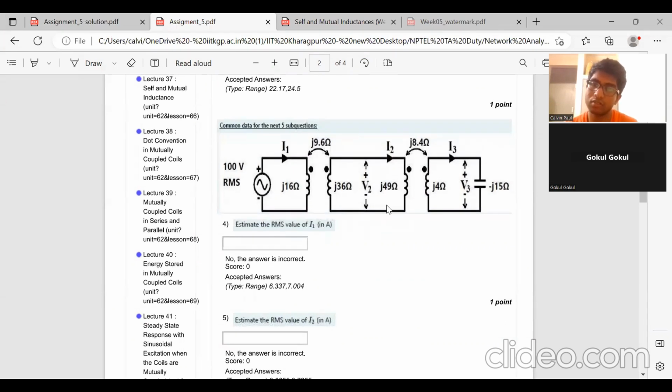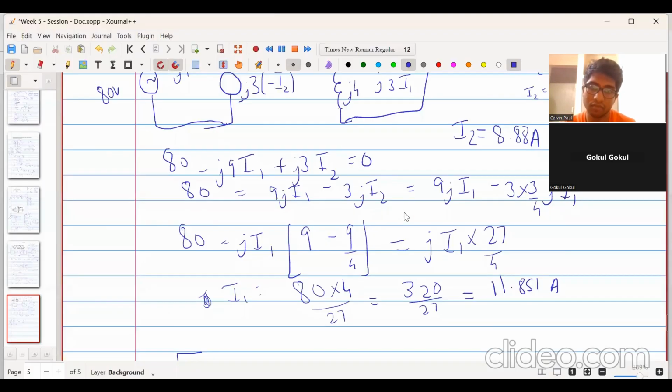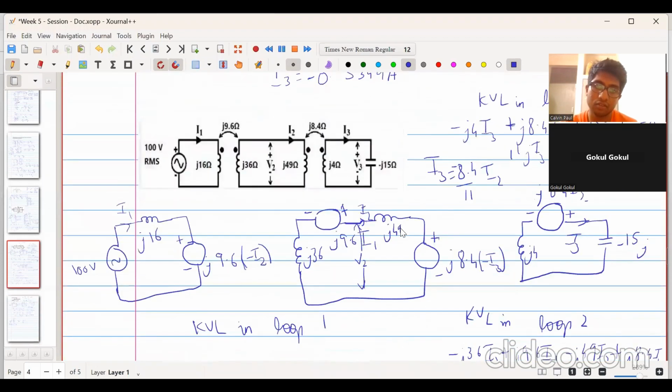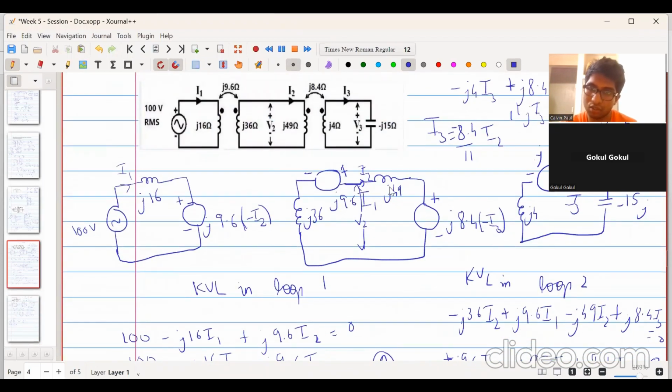And you have to apply KVL, KCL everywhere. We applied KVL over here. We considered this positive, then the drop across this self-inductance and the drop across this. That is the actual KVL. This is the loop which we have considered. Such things you must be able to do without making any mistake. Right?